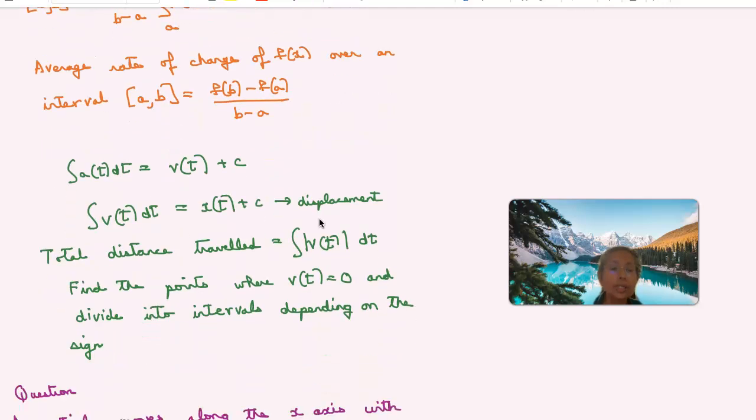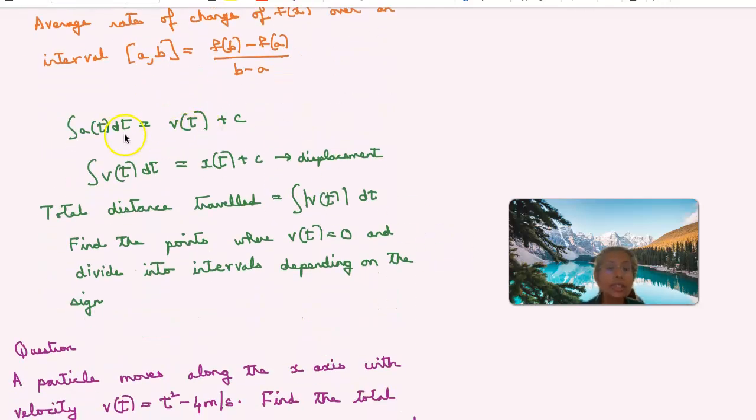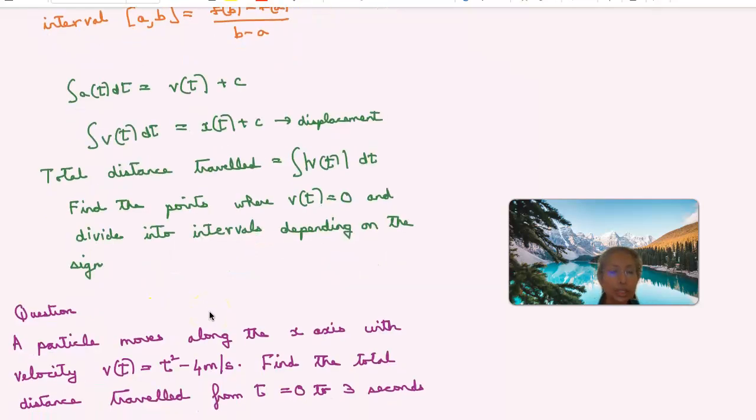Again, when you integrate the acceleration, integral a(t) dt is v plus c. The integral of acceleration is velocity, the integral of velocity is the displacement plus c, and the total distance travelled will be the integral of modulus of v(t) dt. So, to find the total distance travelled, we find the points where velocity is 0 and divide into intervals depending on the sign. So let's start with the question.